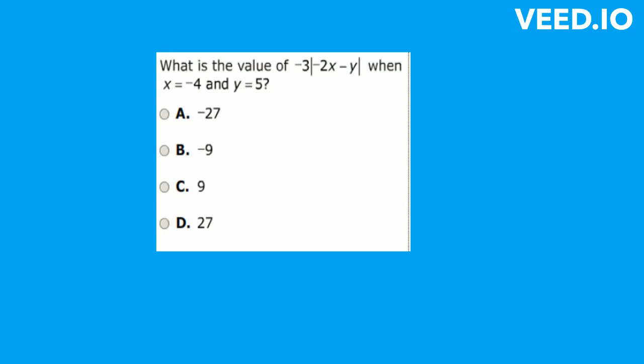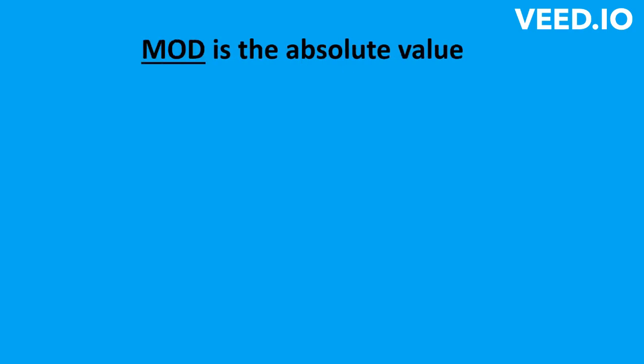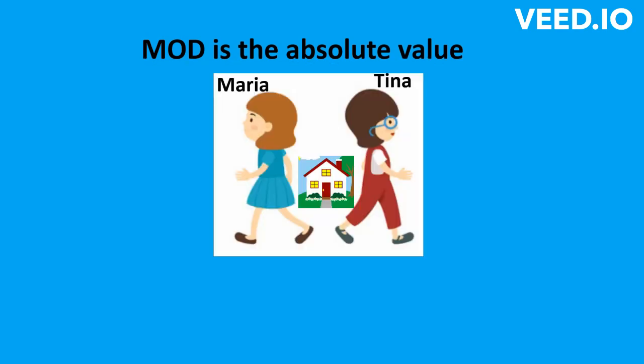We have one more question here which includes mods. So let's understand what a mod is. Let's recap. Mod is nothing but the absolute value. Let's take an example. Maria and Tina are the two siblings of the house. They're both sisters. They start from the house at the same time. They are walking. One is walking in this direction, the other is walking in the opposite direction.